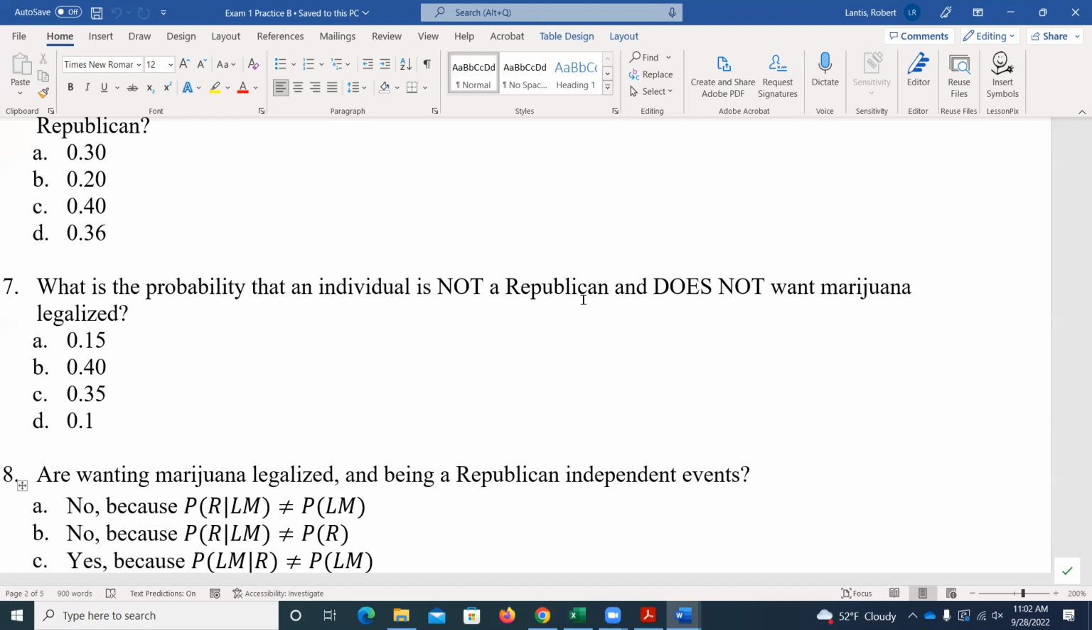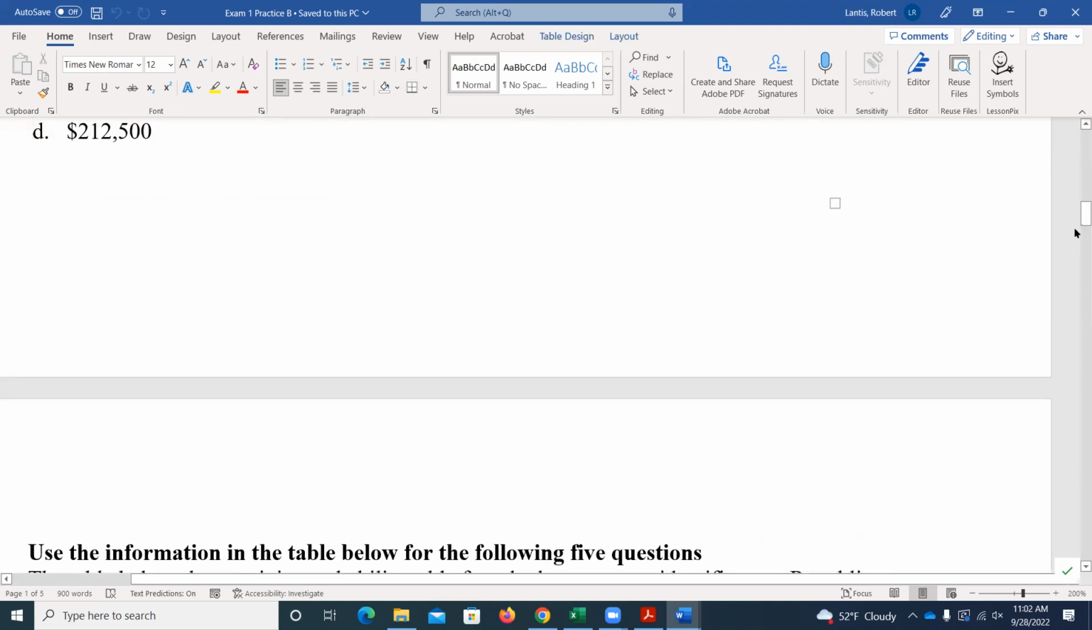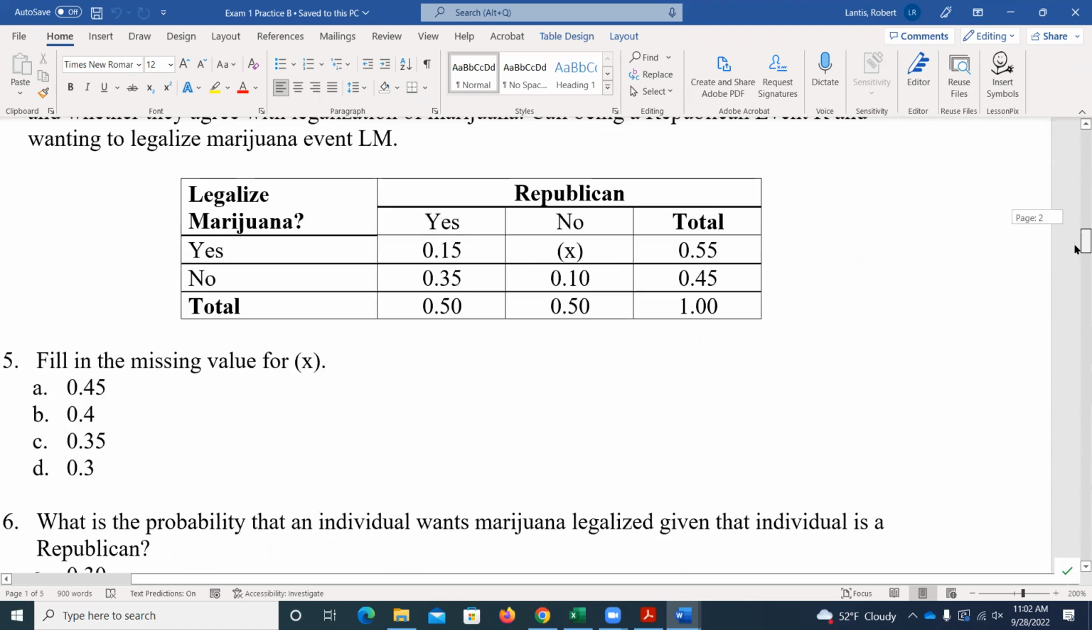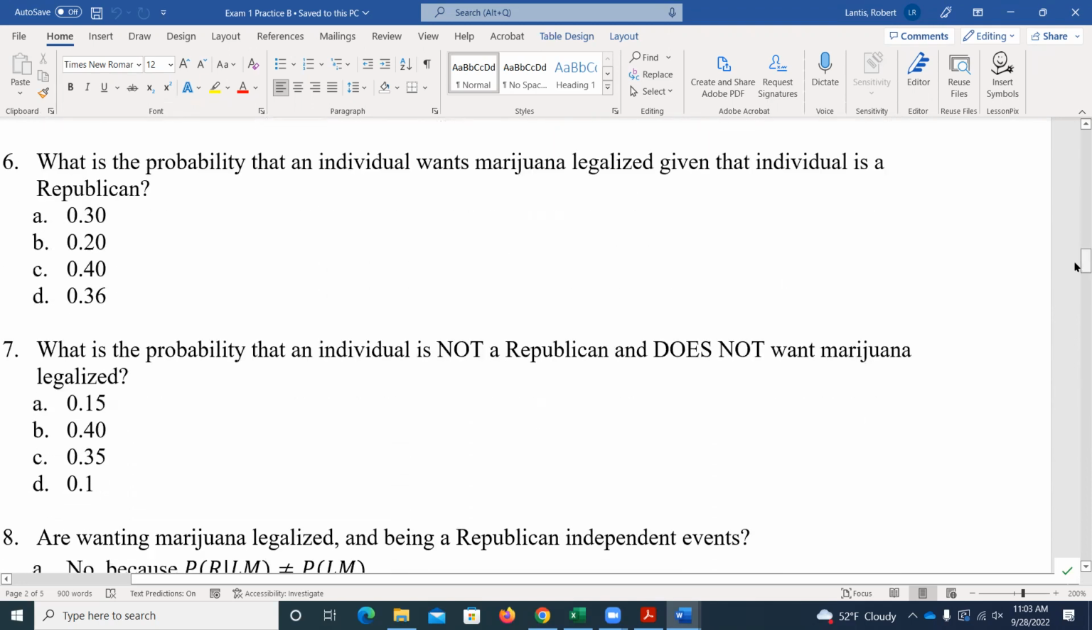Now, when it comes to me asking you about mutually exclusive events and independence, I'll use the notation of whatever the events, however I labeled them here. Whoops. I hate scrolling on this thing. R and LM are going to be our events. But when you're writing this out for yourself, if it's easier for you to write it out that way, that's fine.